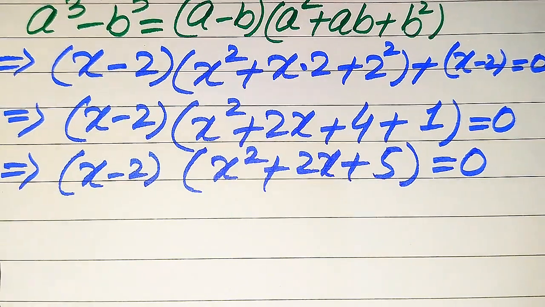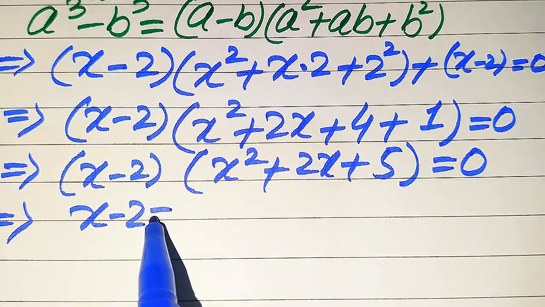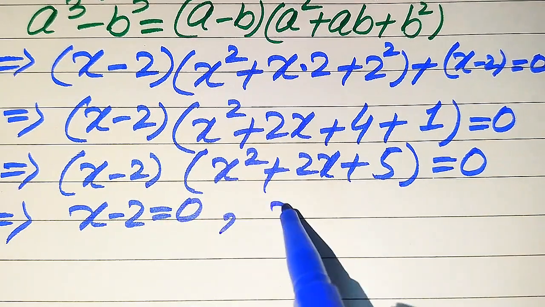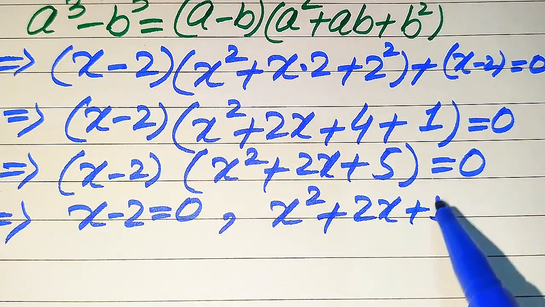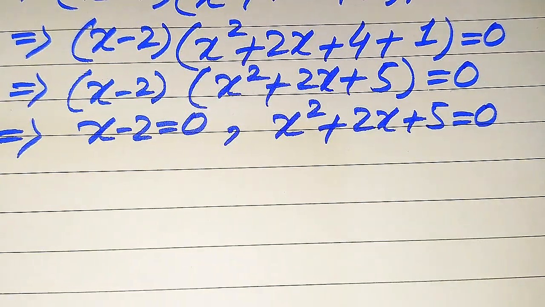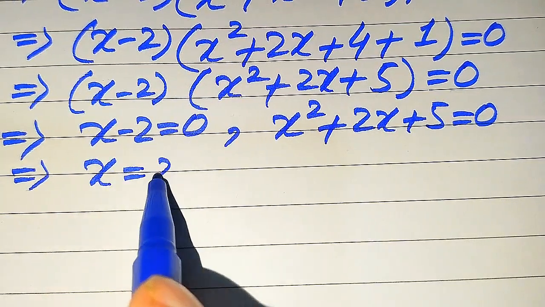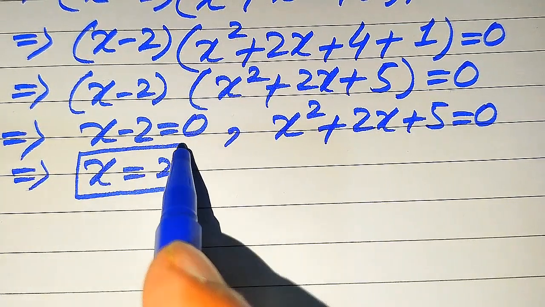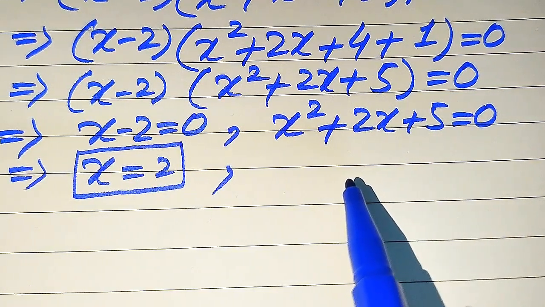And now we divide this equation into two cases. The first case is we write x minus 2 is equal to 0, and the second case is we write x square plus 2x plus 5 is equal to 0. So these are the two cases, and from the first case we easily get the value of x is equal to 2. This is our first root of the given equation, and you see that the other is a quadratic equation.